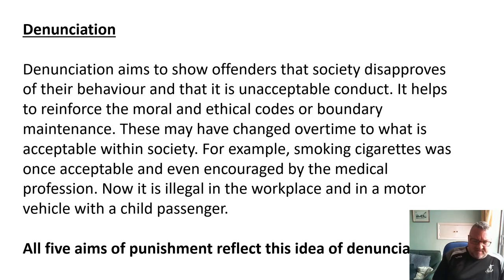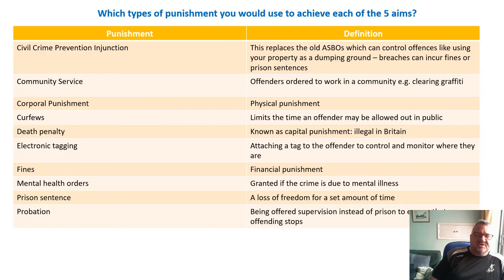So as we move to our final slide, this is to get you to think and evaluate right at the end. Here you've got a number of different punishments that we give out in today's society. And I want you to think as you go through this, of these punishments like community service, curfews, the death penalty, electronic tagging, if you're going to take the five aims of punishment, which of those five aims does each of these sentences most reflect?